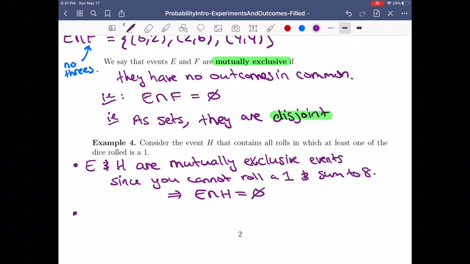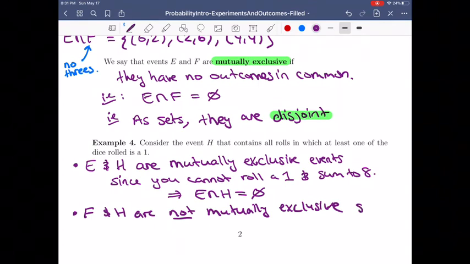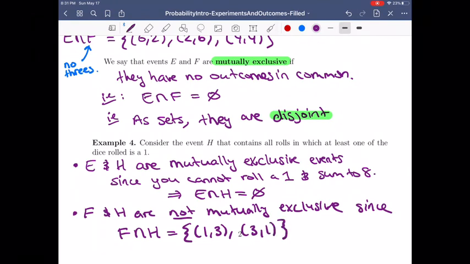Now F and H are not mutually exclusive, since we could compute their intersection. You get at least one 3 in order to be in F, and you get at least one 1 in order to be in H. So it's going to be 1 and 3 and 3 and 1. There are 2 elements in there, so in particular it's not the empty set. So they're not mutually exclusive. Those are just some introduction to the terminology that we're going to use for the probability chapter.